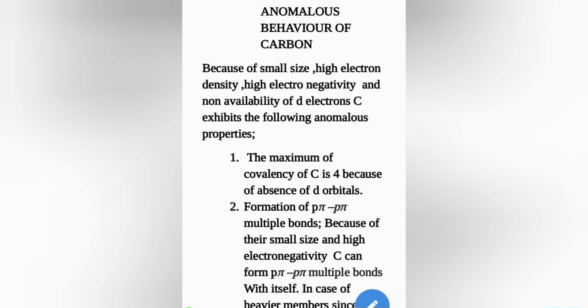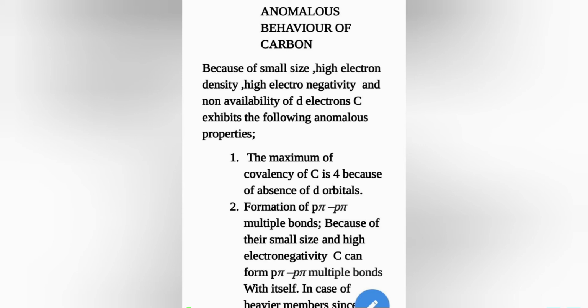Next is anomalous behavior of carbon. Just like boron, carbon is the first member of group 14. Because of its smaller size, high electron density, high electronegativity and non-availability of d orbitals, carbon also exhibits some anomalous properties. The first property is that the maximum covalency of carbon is 4 because of the absence of d orbitals. We have seen the same thing in the case of boron also.